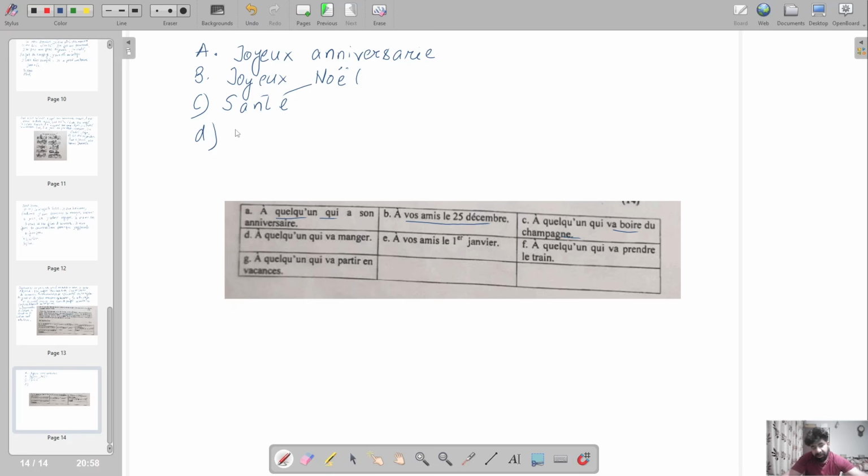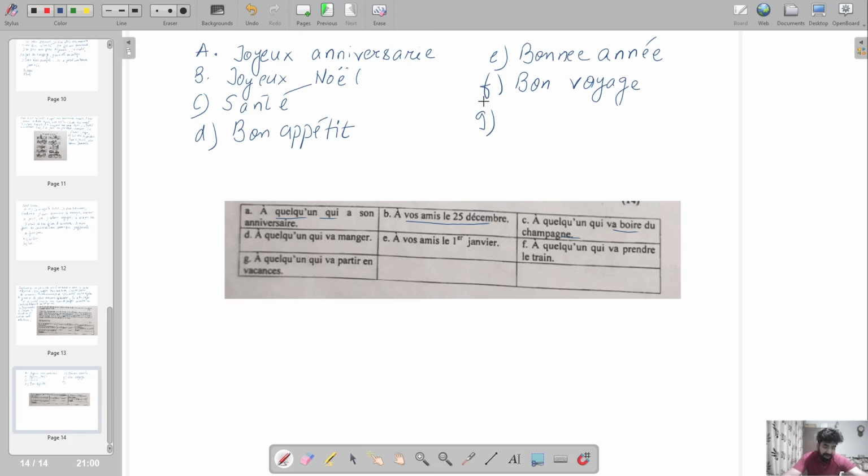Then what do you call to a person who's going to have his food? So you'll say bon appétit. Then what do you call to a person on 1st January, that is your new year? So how do you call it in French? So in French we just write bonne année. Okay. Then it asks what do you call to a person who is going by train? So you'll just call them bon voyage. So basically happy journey. Okay. And then what do you call to a person who's going on vacation? So you tell them good vacation. So bonnes vacances. Okay.